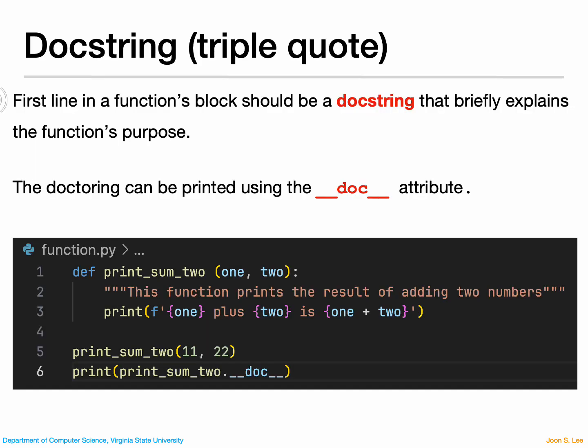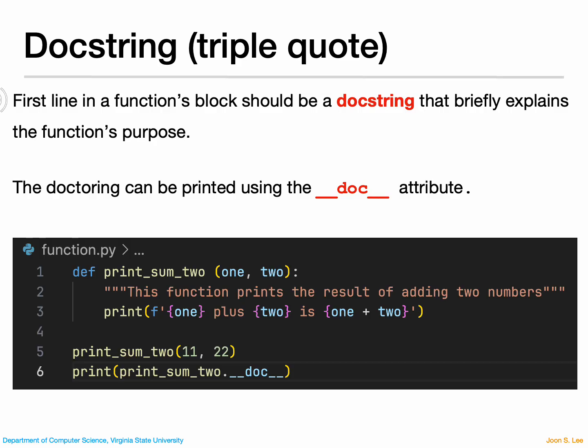Whenever we write a function, it's a good practice to include a short description of what the function does. That description is called a docstring. A docstring is written as the very first line inside the function, enclosed in triple quotes. It tells anyone reading the code, yourself included, what the purpose of the function is.